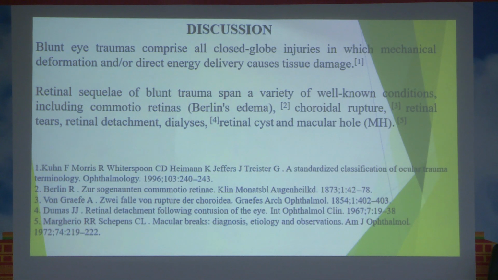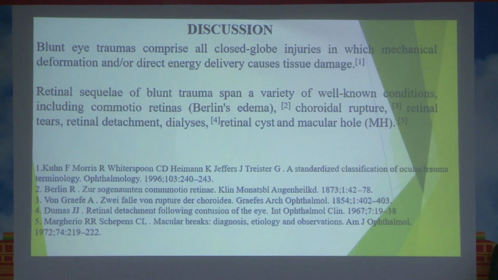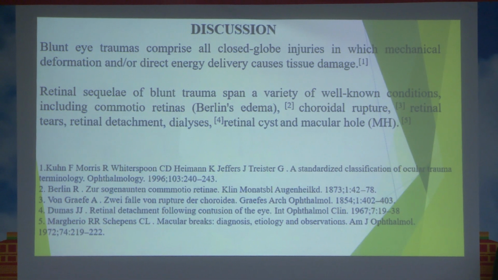Moving on to the discussion part, blunt eye traumas comprise all closed globe injuries in which the mechanical deformation and/or direct energy delivery causes the tissue damage. The retinal sequelae of blunt trauma span a variety of well-known conditions including commotio retinae, also called Berlin's edema, choroidal rupture, retinal tears, retinal detachment, dialysis, retinal cyst, and macular hole.